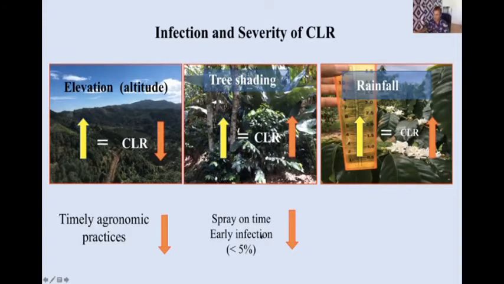So spraying time is very relevant, and we have to make a combination between protectant products and systemic products, and it has to be early during the season.